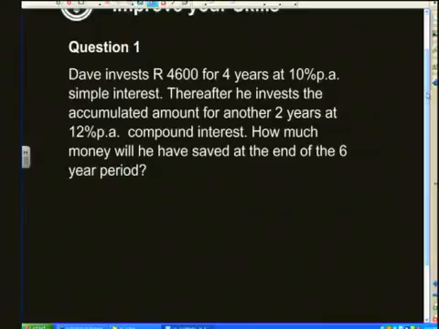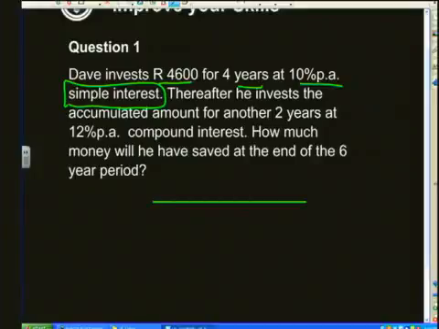We are told that Dave invests 4,600 Rand for 4 years at 10% per annum, simple interest. Okay, very important point there. This is simple interest. So as I said, we don't really need a timeline, but let's use one. Again, the wrong line. There we go.